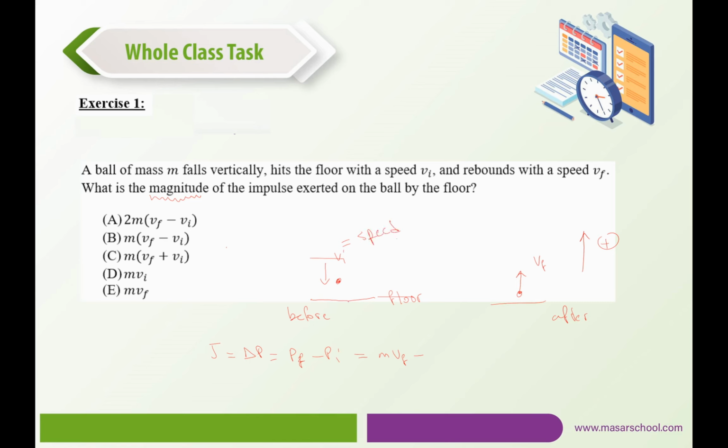So we need to include a minus sign to take into account the negative direction, because this is downward, so that would be minus m minus vi. That would be mvf. Minus with minus would give you plus, so plus mvi, and if you factor out the mass, that would be v final plus v initial, which makes C the correct answer.